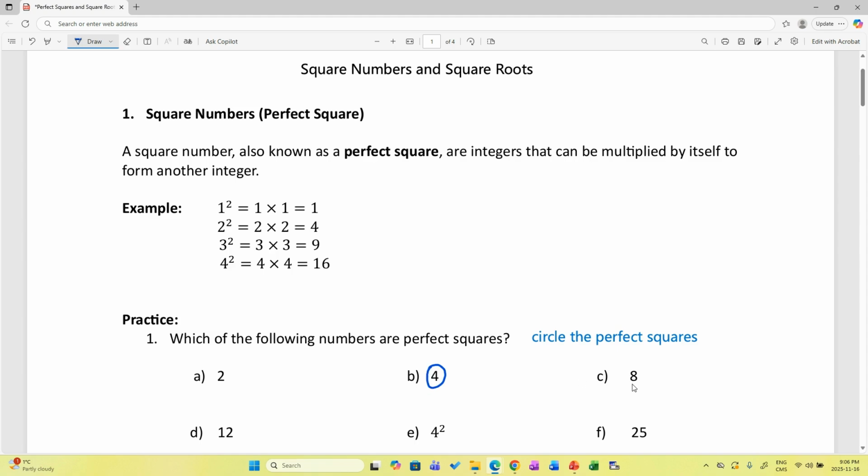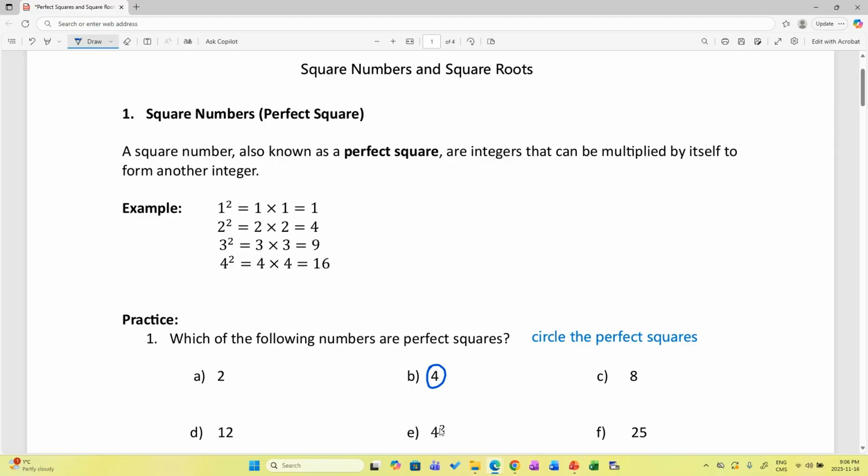What about 8? Can we think of 2 whole numbers or 2 integers that I can multiply by itself to get 8? And I can't think of one, so no, 8 is not a perfect square. What about 12? Can I take a number and multiply it by itself to get 12? No, I can't. I can't take 2 whole numbers or 2 integers and do that.